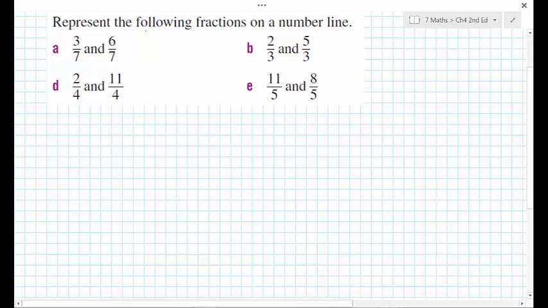Okay, so this question here wants me to draw the following fractions on a number line. So let's have a look at B. Okay, so I have 2/3 and 5/3. The key here is thirds.